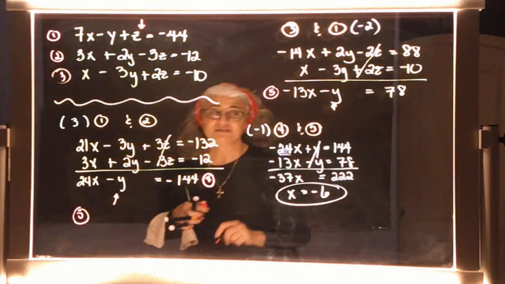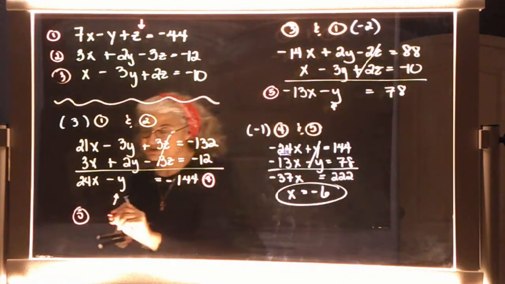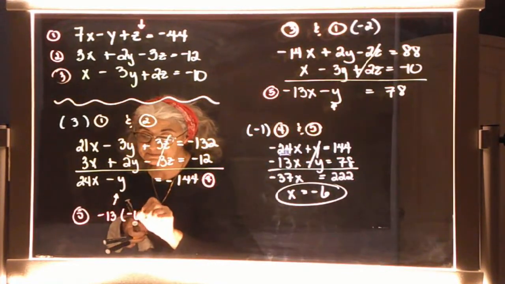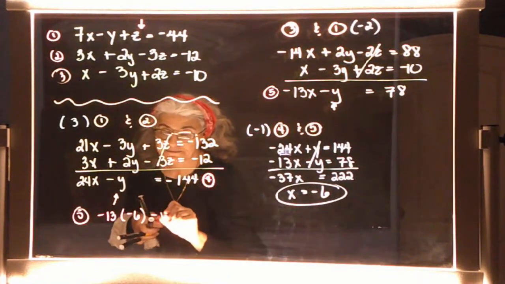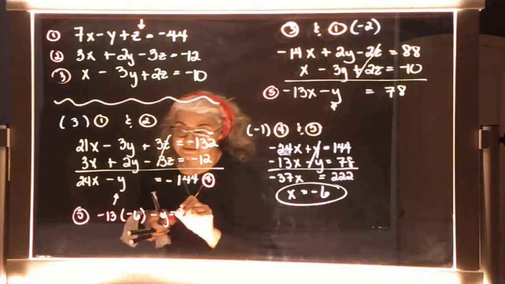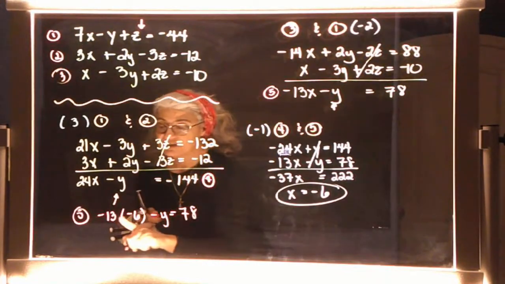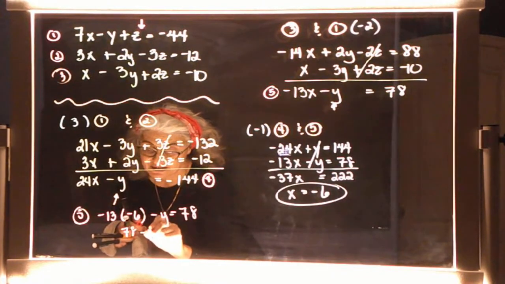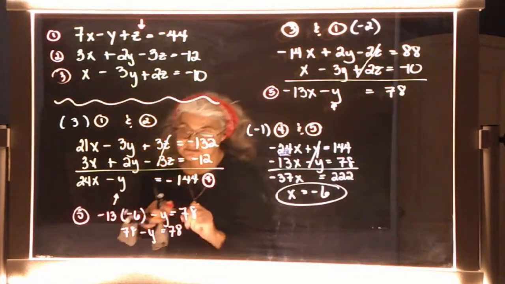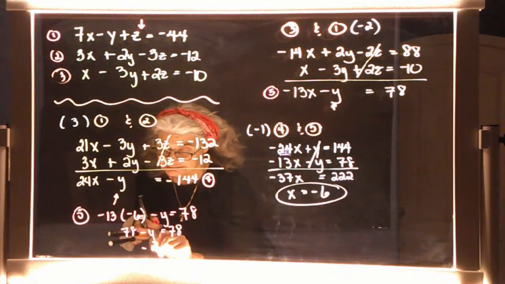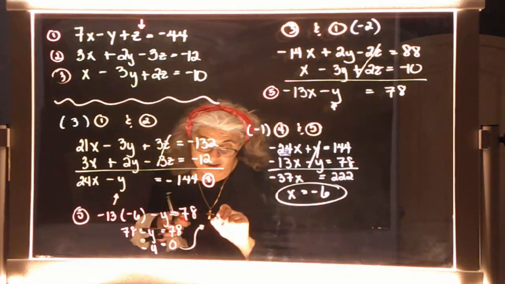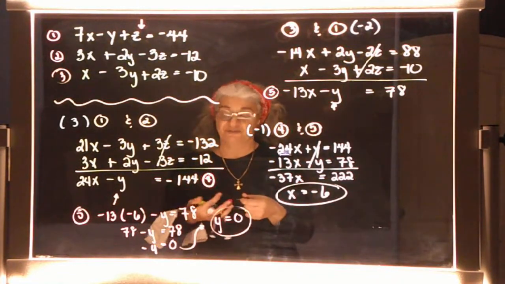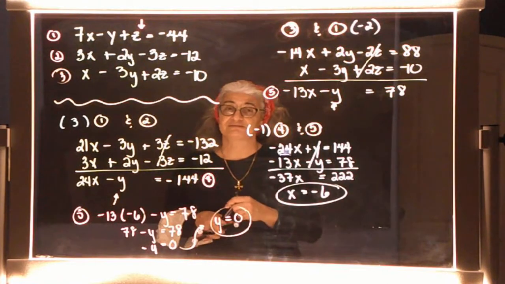So in equation 5, we have negative 13 times a negative 6 minus y equals a positive 78. So 6 times 13, there you go. This is going to be a positive 78 minus y equals 78. Huh? Negative y equals 0. Looks like y equals 0 is my answer for y. Okay, good enough. If that's the way it works out, that's the way it works out, right?